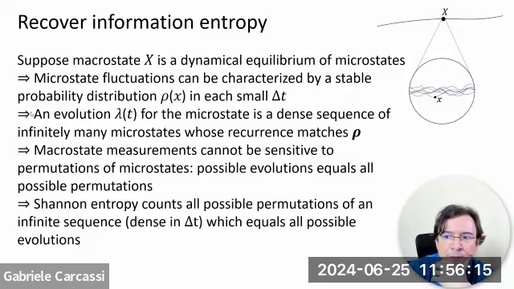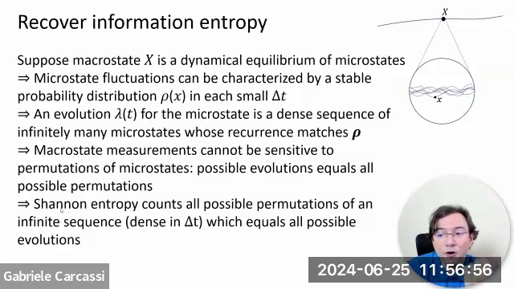but they're jiggling around according to a distribution over microstates. Therefore, an evolution for the microstate is a dense sequence of infinitely many microstates. Within that delta t, you take, let's say, all the rational numbers. You know where the system is at the rational numbers. There is only one continuous function that is going to connect that, and that's going to be one of the possible evolutions. The idea is that the macrostate measurements cannot be sensitive to permutation of the microstates. And so the possible evolutions are really all the possible infinite permutations that you have in that very small delta t, assuming that you have this distribution of them.